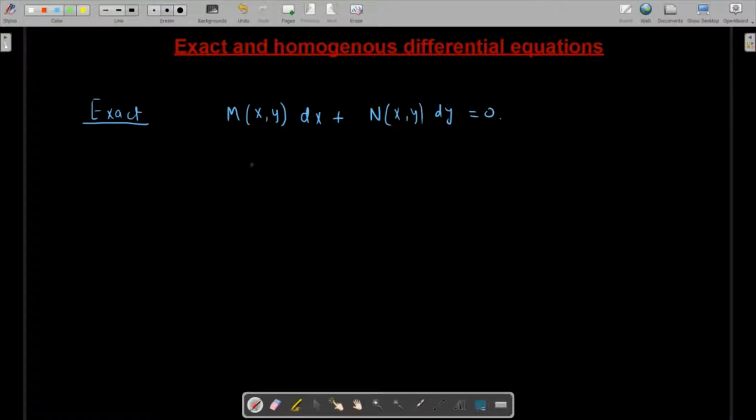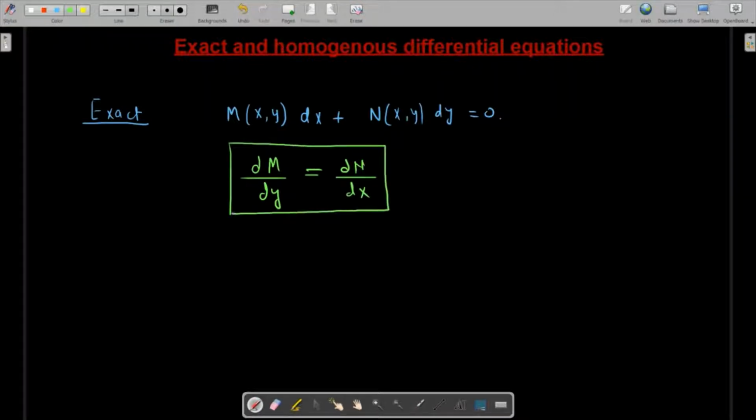And along with that, there is a necessary condition that the partial differentiation of M with respect to y. So if M is with dx, we have to take the partial differentiation of M with y. And that should be equal to the partial differentiation of N with respect to x. So this is a necessary condition for the above equation to be exact. This is something which we have already covered in the blog post. So let's talk about a few examples.